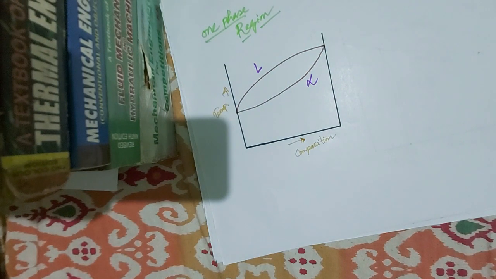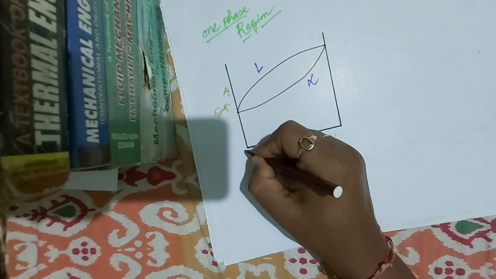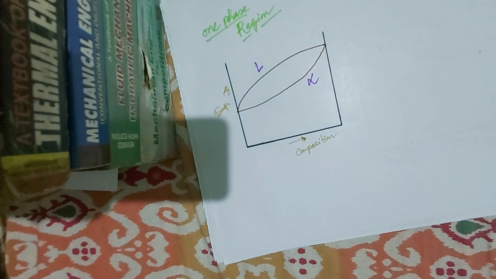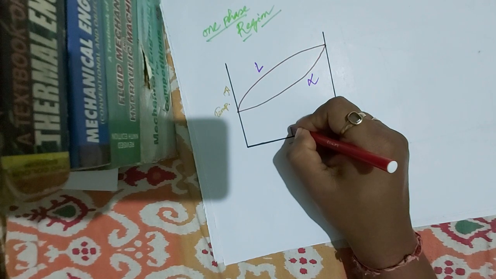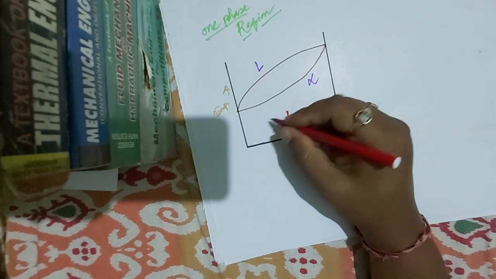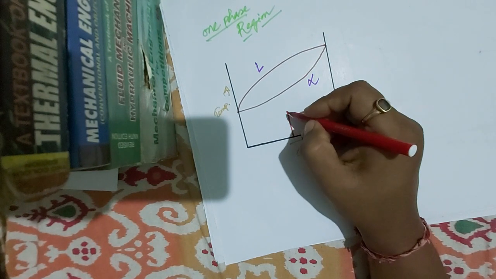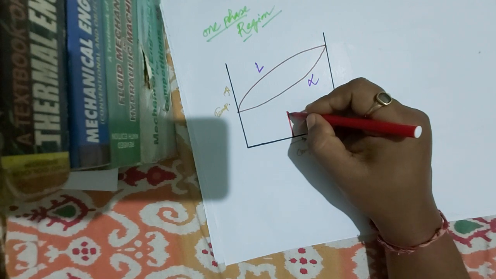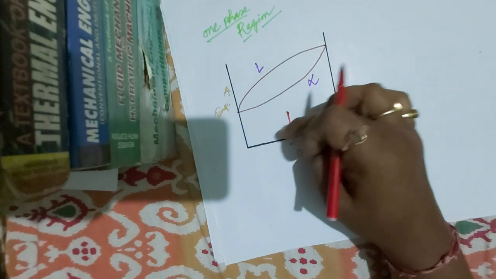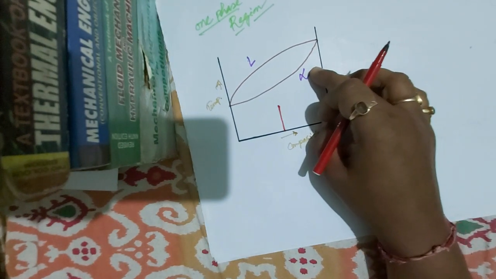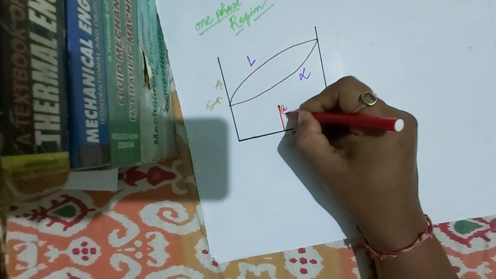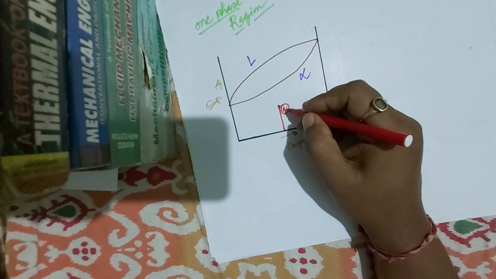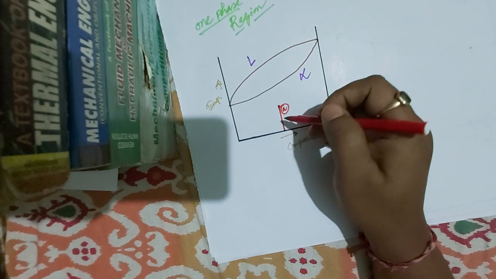Let us say here we have 0 degree C, and from 0 degree C the temperature is increasing, and we are moving to, let us say, 500 degree C. Here we have alpha phase, as below this solidus line we have only one phase, that is the solid phase, and we are naming this alpha phase. Let us say this point is A. In point A we have alpha phase at 500 degree C.